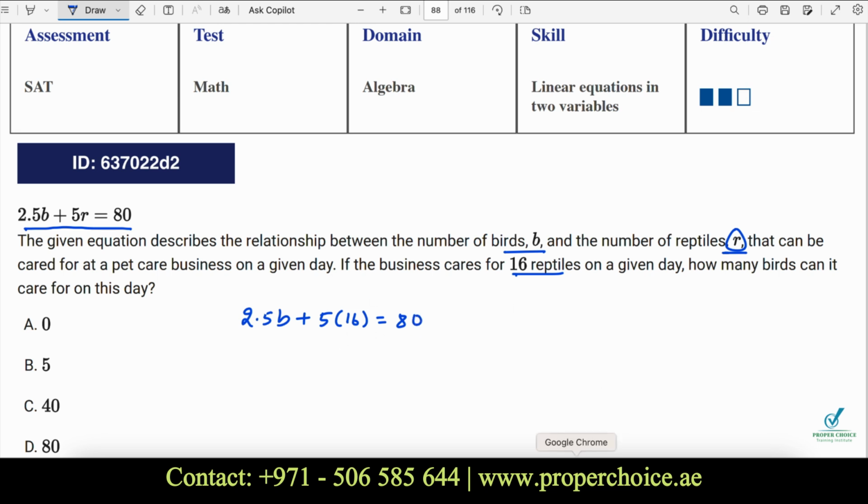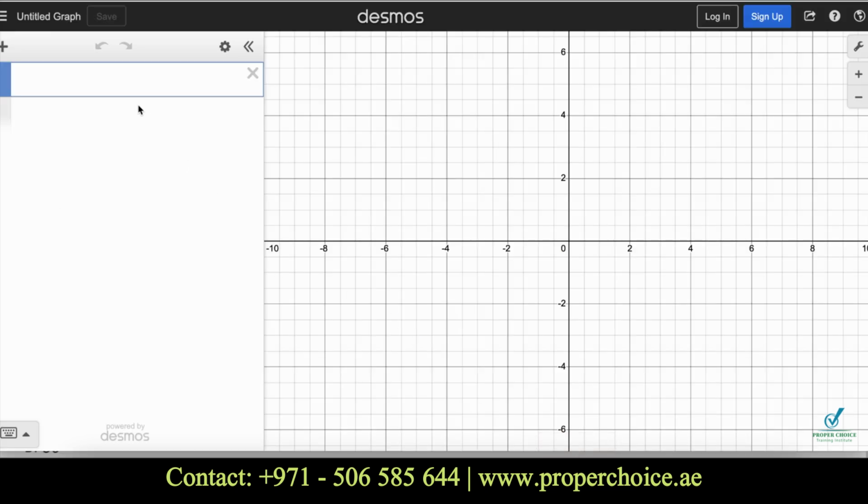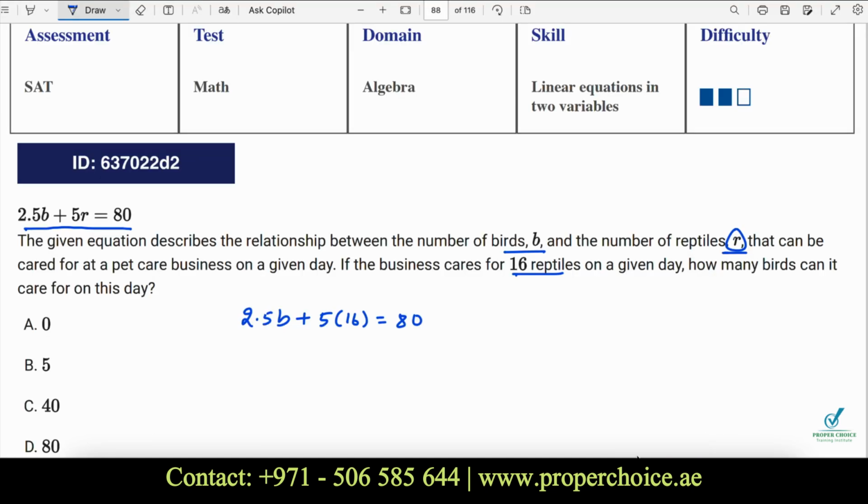Take the help of Desmos, or you can simplify it by rearranging the terms. I can type it as 2.5x, where B I am typing as x, which is the variable. 5 times 16 is equal to 80. So what is the value of B we are going to get? It is 0. So we can say that there are 0 birds, representing the value of B as 0. So I must say that the answer to this question is going to be option A.